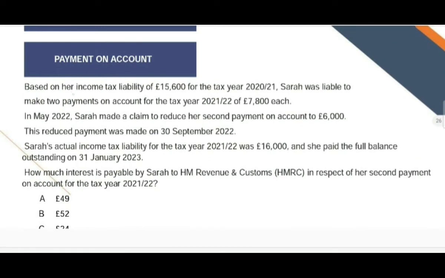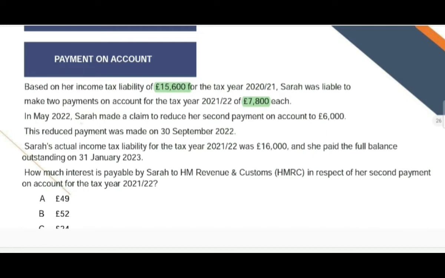Based on her income tax liability of 15,600 for the tax year 2021, Sara was liable to make two payments on account for the tax year 21-22 of 7,800 each. So her tax liability is 15,600. She has to make two payments on account, each of 7,800.